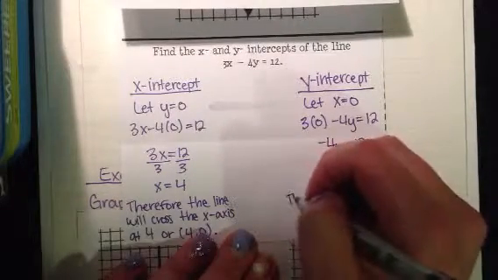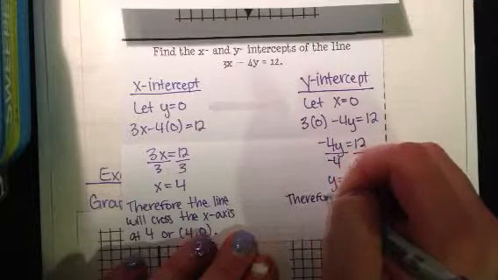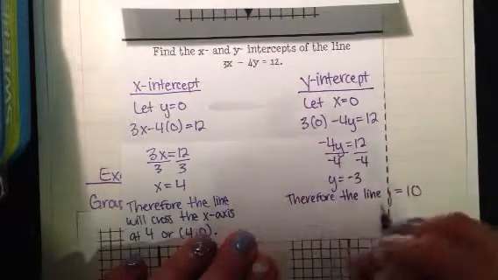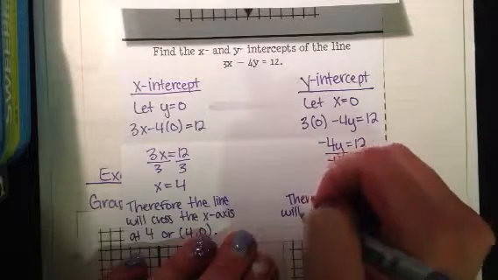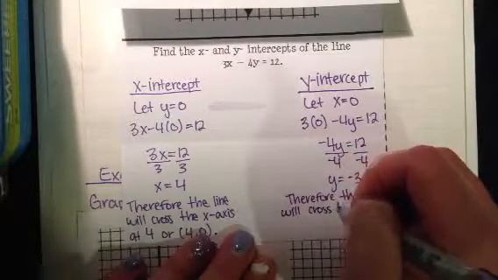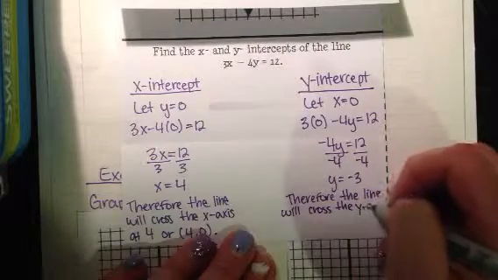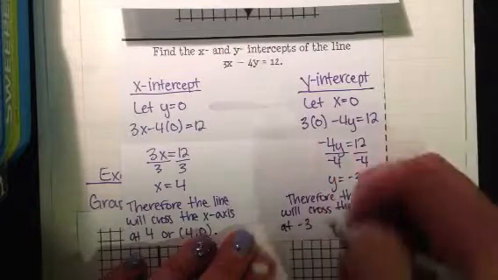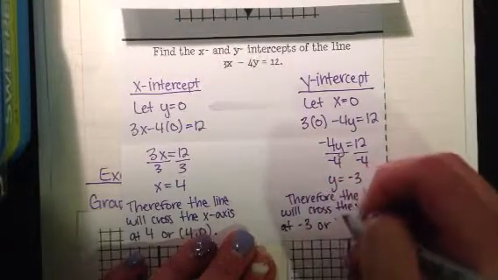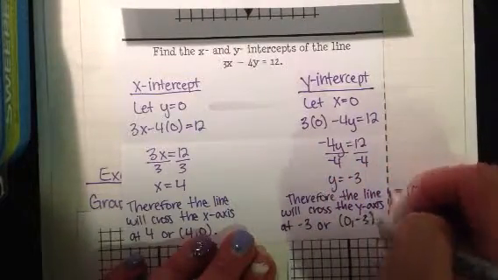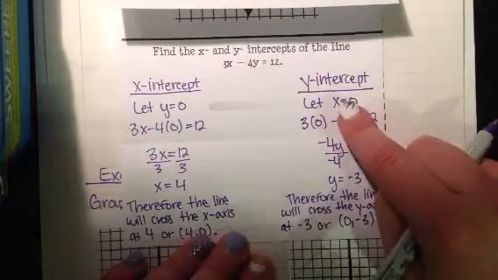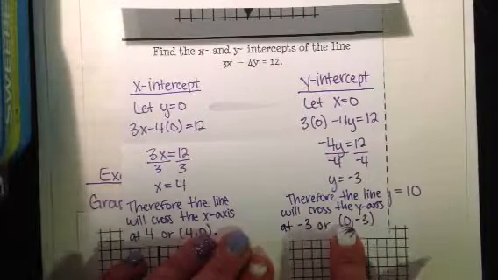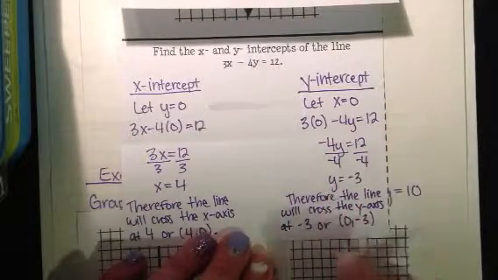Therefore, the line will cross the y-axis at negative 3, or the coordinate point 0, negative 3. So again, we plug 0 in for x, so that's our 0. That's our x value of our coordinate point. And we solved for y and got negative 3.